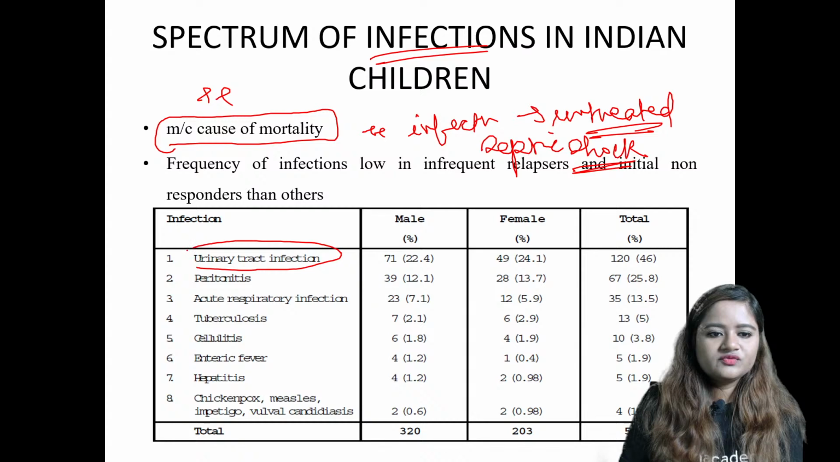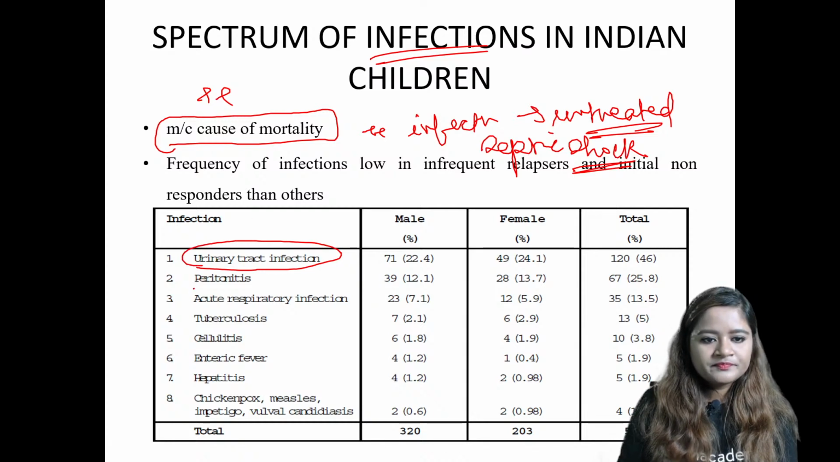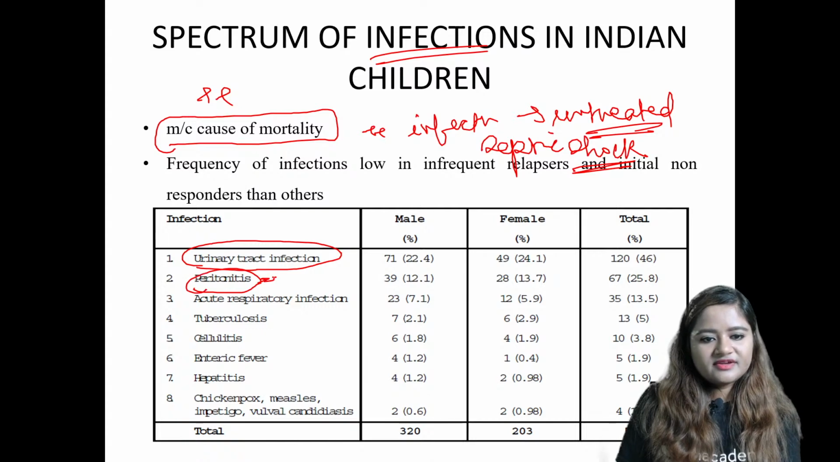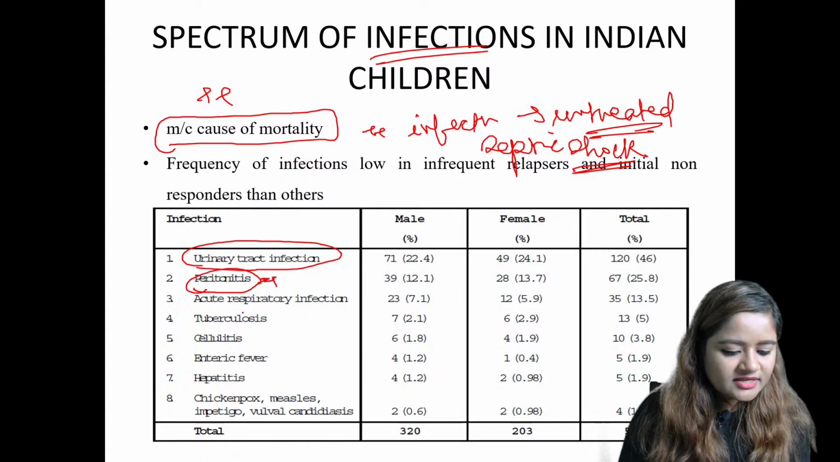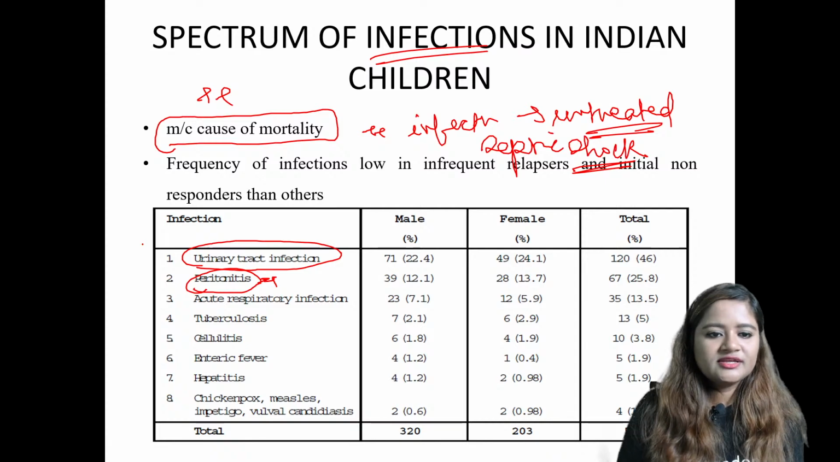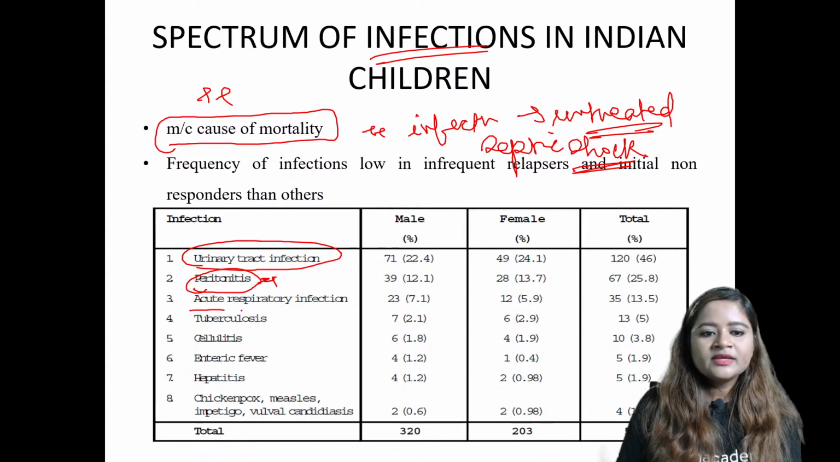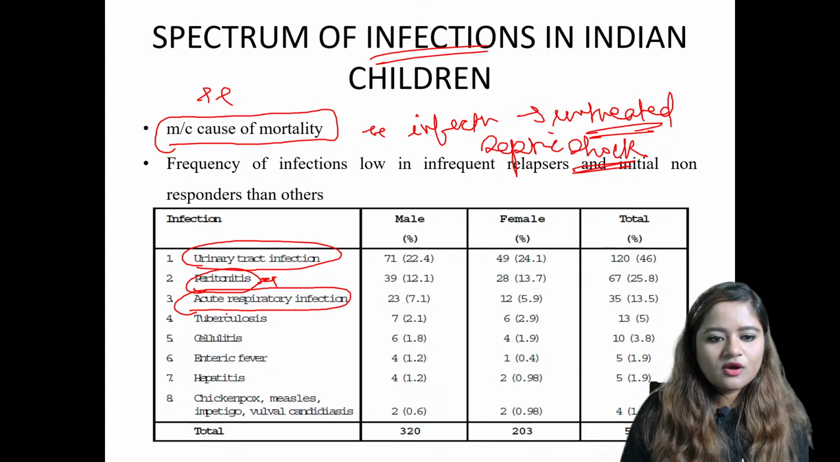UTI is very common. Obviously, we are dealing with the renal system, so urinary tract infection becomes very, very common. Peritonitis is the second very, very important infection that occurs in patients of nephrotic. Because there is gross edema, there is fluid retention in the abdomen, it can get infected and lead to peritonitis. Upper respiratory tract infections and lower respiratory tract infections both are common.